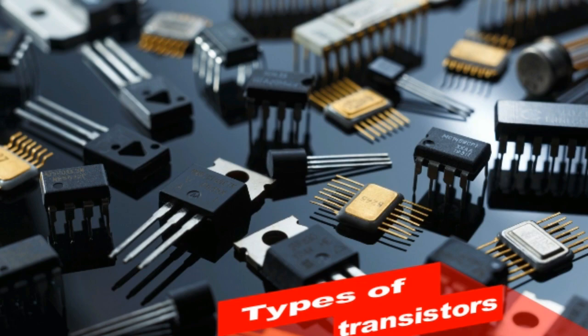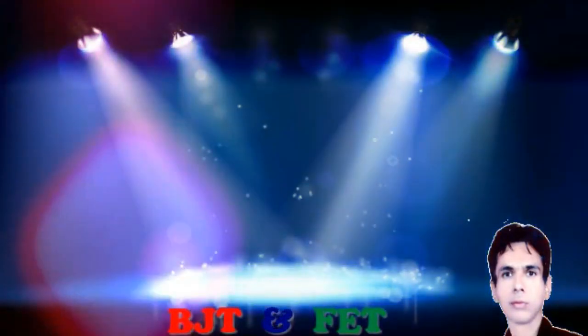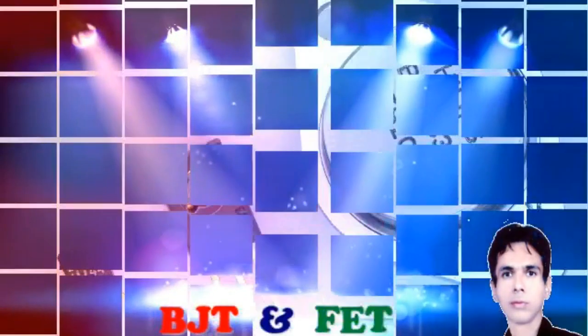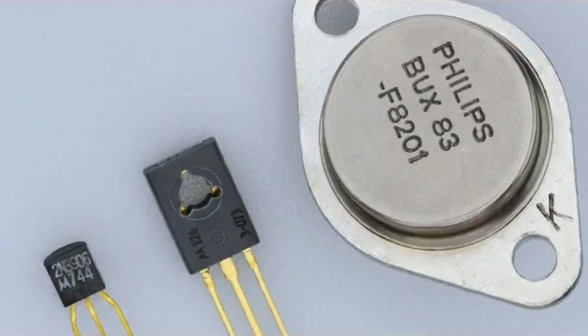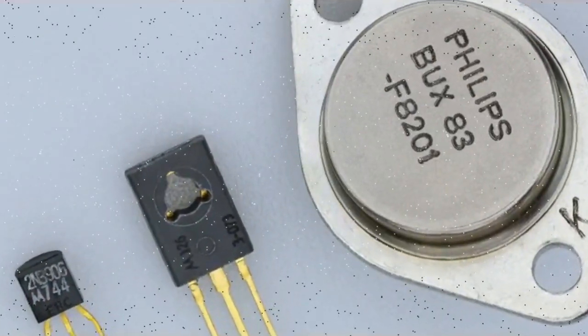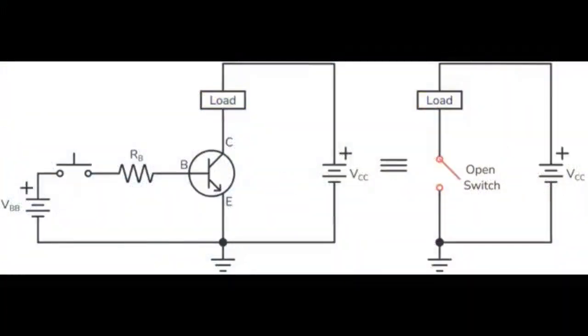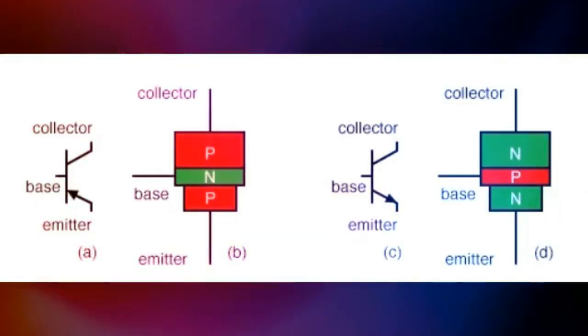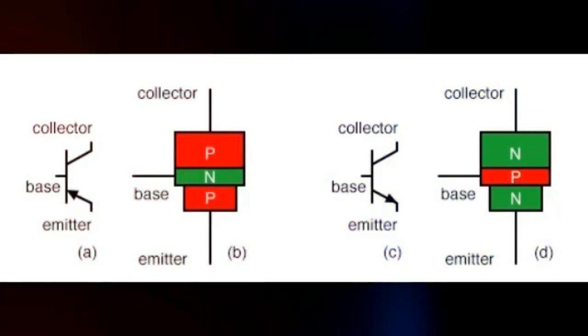Types of transistors. Transistors are generally divided into two categories, the bipolar junction BJT and the field effect FET. Bipolar junction transistor, BJT. Bipolar junction transistors are turned on by an input current applied to the base. BJTs have low input impedance.